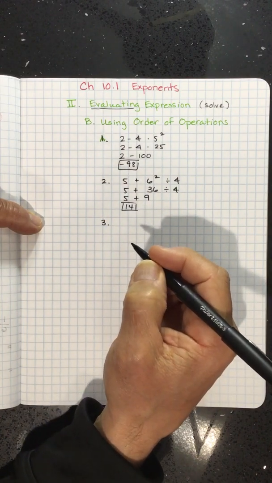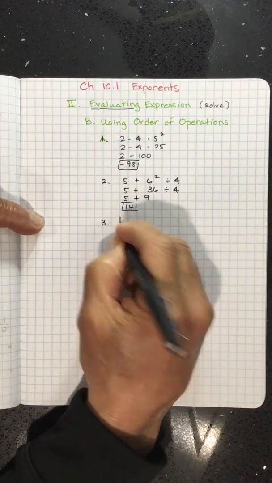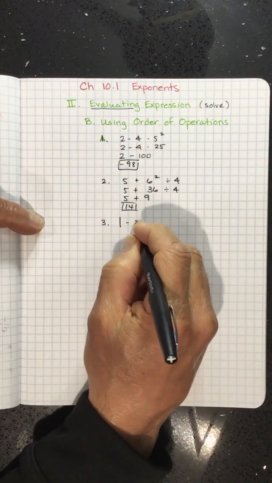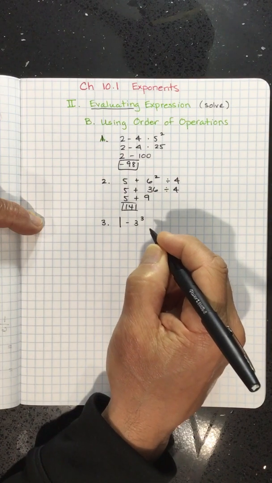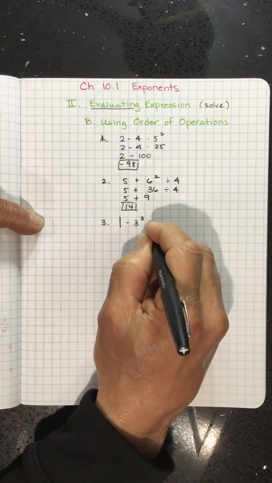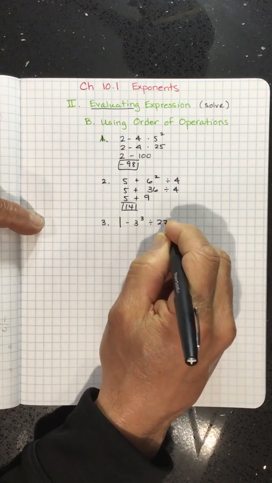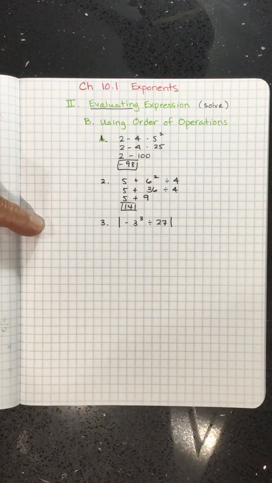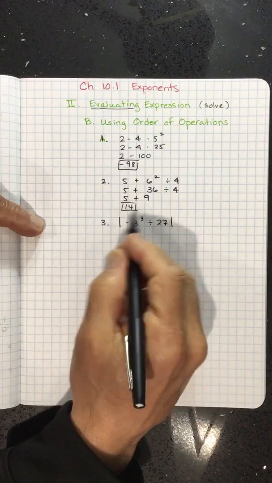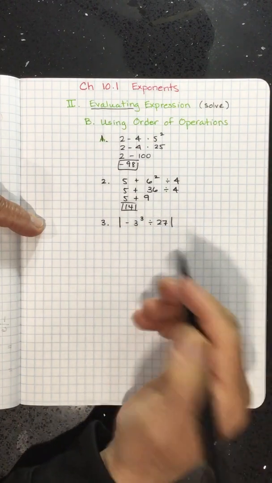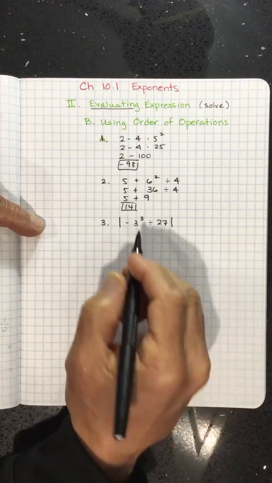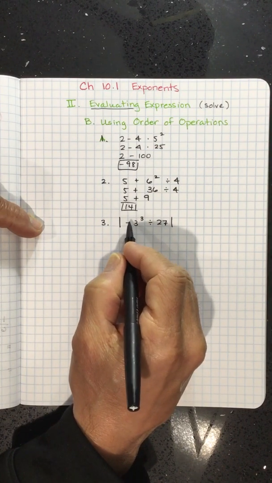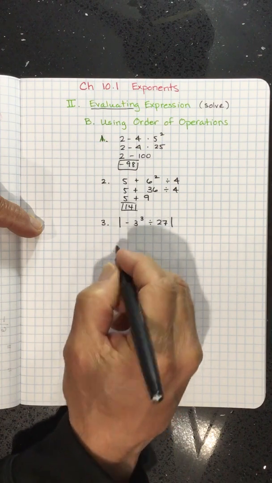Feel free to stop the video. All right, don't be pressured. This is the absolute value of negative 3 cubed divided by 27. Okay, now technically, absolute value signs are a grouping symbol. So we're trying to basically take care of that first, but we need to solve everything inside first. So hopefully you remember the previous video. This is the negative of 3 cubed.